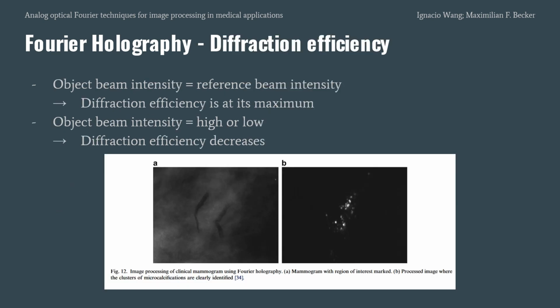Here you can see that if the object beam intensity matches the reference beam intensity, the diffraction efficiency is at its maximum, while if the object beam intensity is higher or lower than the reference beam intensity, the diffraction efficiency decreases. And the desired spatial frequencies can be selected by matching their intensity to that of the reference beam. So we can scan for the desired features by varying the intensity of our reference beam during the reconstruction phase, so while only our reference beam is active.